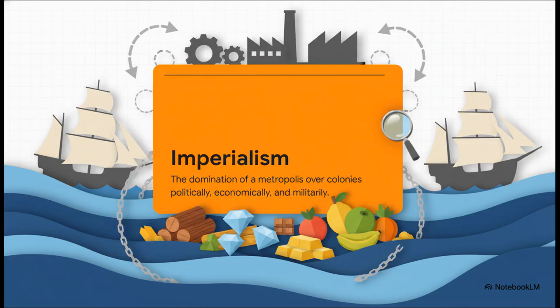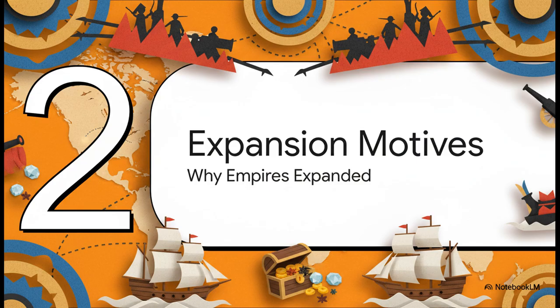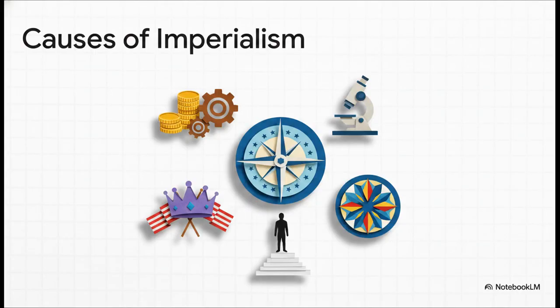Moving right along to Section 2, the motives for expansion. So, why did they do it? Historians generally agree there were 5 main motivations driving this incredibly aggressive expansion. You can kind of think of these as the reasons these empires wanted to level up. They were driven by economic needs, political competition with each other, ideological beliefs, religious missions, and scientific curiosity. Ultimately, they wanted more wealth, more prestige, and much more influence on the global stage.